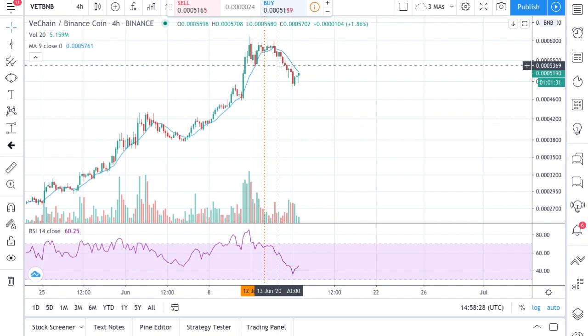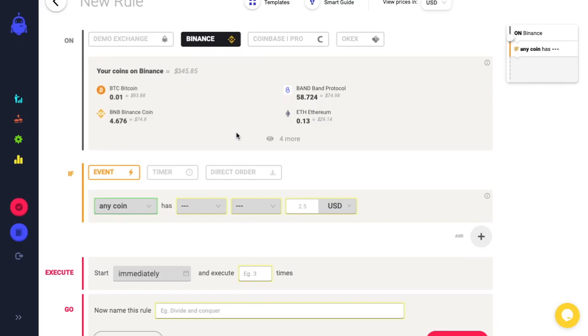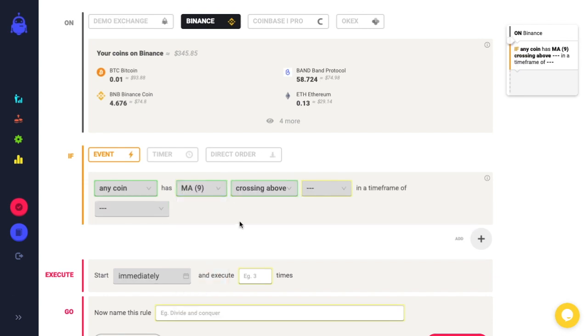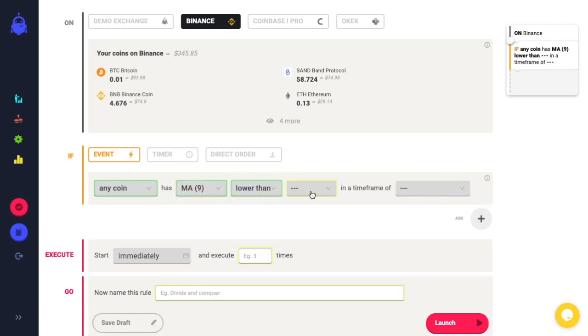Of course, my strategy will trade less, but hopefully more efficiently. So let's try to set up such a strategy that can take advantage of this setup. I want any coin with a moving average lower than the price in a time frame of 15 minutes.